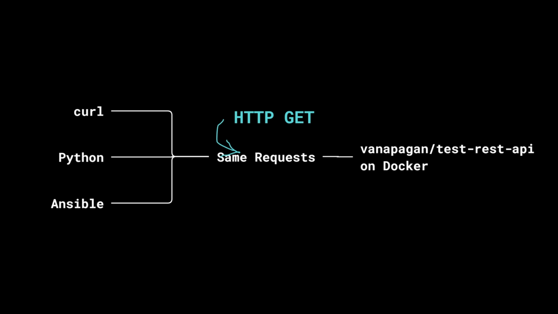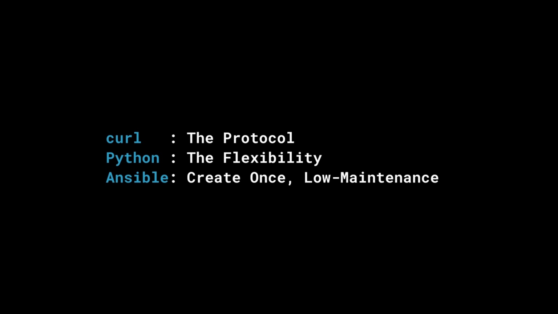But here's the crucial insight. They're all using the same foundation, HTTP GET requests to REST API endpoints. Master this foundation once, and you can work with any tool. Curl teaches you the protocol. Python gives you processing power. Ansible provides enterprise structure. Each has its place in your network engineer toolkit.